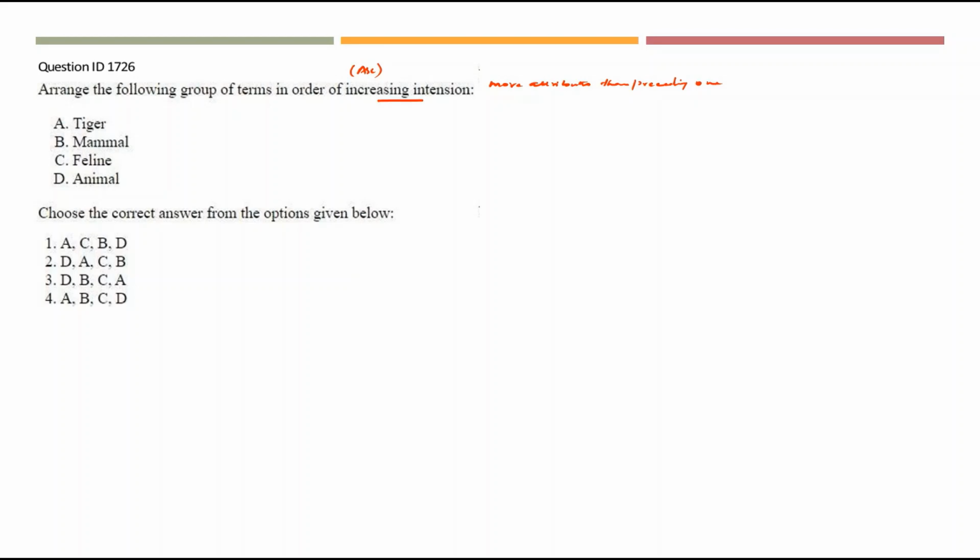When they are asking about increasing intention, it is about moving more specific, and extension is about moving more generic. So increasing intention in the sense, specificity will be made in the last term. The first term will be the more generic term. The last term will be the more specific term.